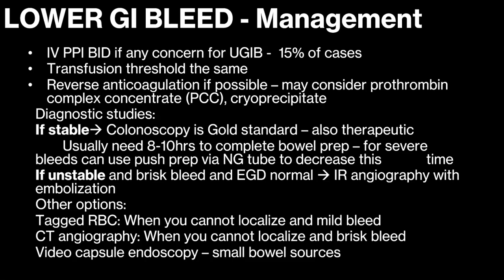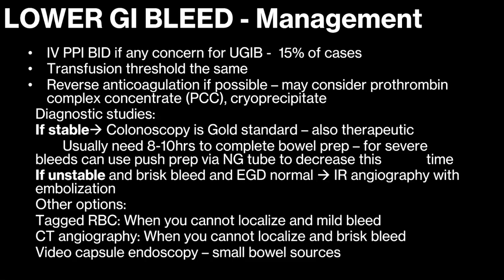But for severe bleeds, when you may not be able to wait that long, you can decrease that time by placing a nasogastric tube and using it to more aggressively push prep solutions. If the patient is unstable and has a brisk bleed that can't be found on colonoscopy or endoscopy, you may need to consult interventional radiology for angiography and embolization of blood vessels, especially if the bleeding is likely coming from the small bowel, which may not be easily accessible with endoscopy.